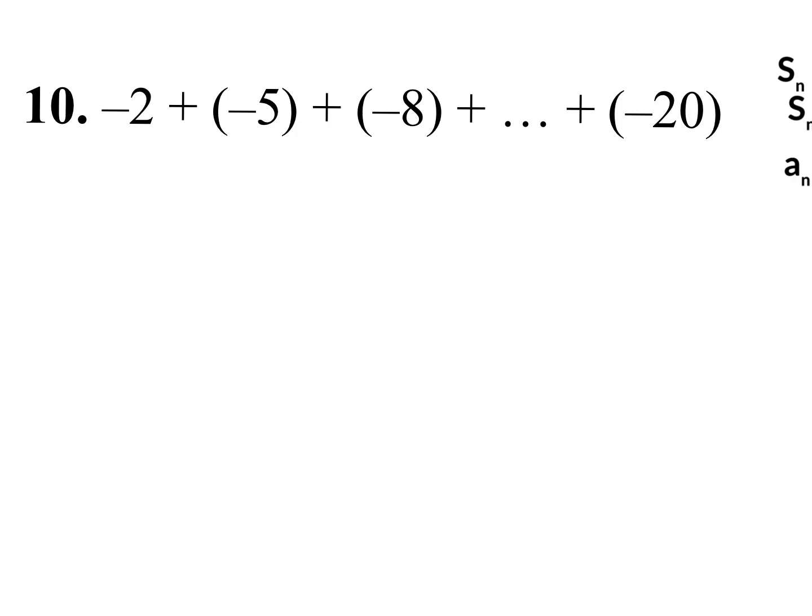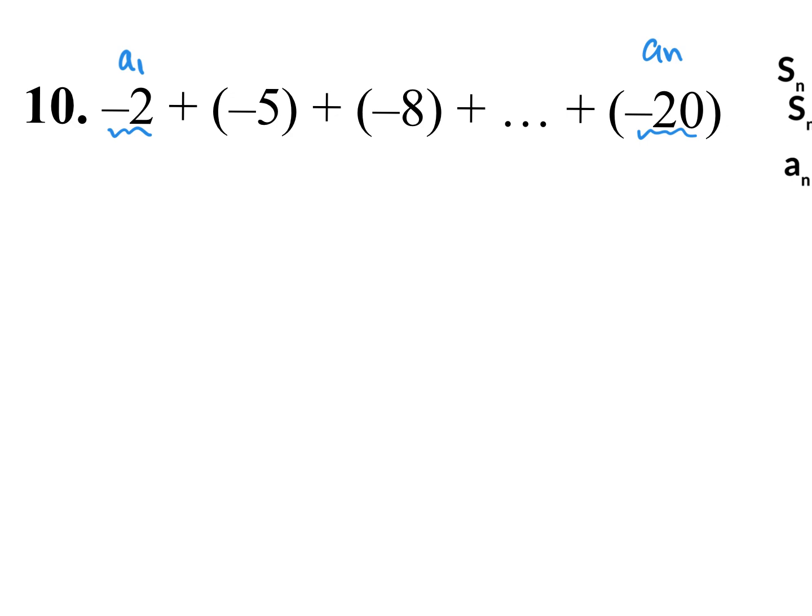So let's just list off the things that we could identify already. Everybody knows that a sub 1 is the first term, which happens to be -2. We also know the last term, which happens to be -20, okay? And of course, we want to add all of these numbers up.